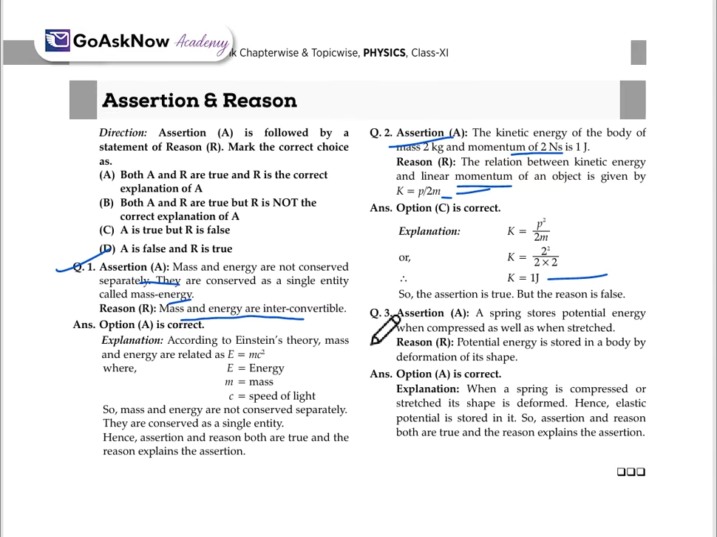Now, another is a spring. The assertion is: a spring stores potential energy when compressed as well as stretched. The reason is: potential energy is stored in the body by deformation of shape. Obviously, they both are correct. When a spring is compressed or stretched, its shape is deformed. We know that hence the elastic potential energy is stored in it. So assertion and reason both are true, and the reason explains the assertion as well.